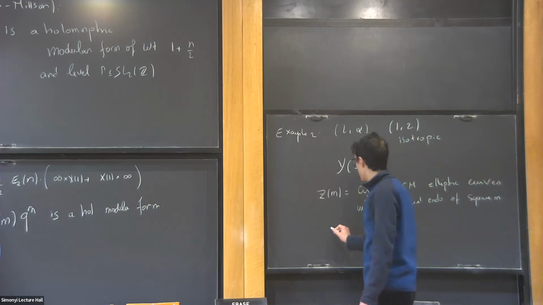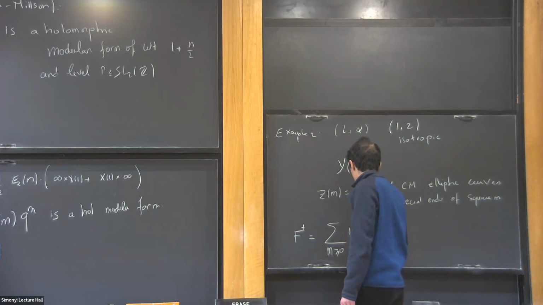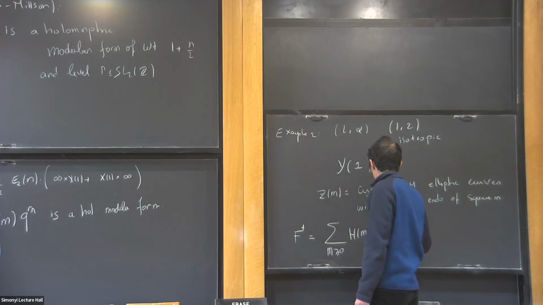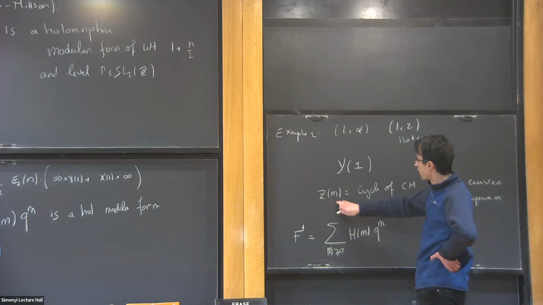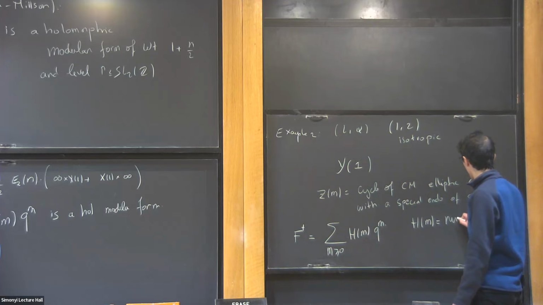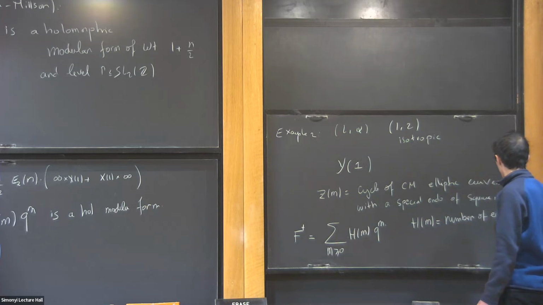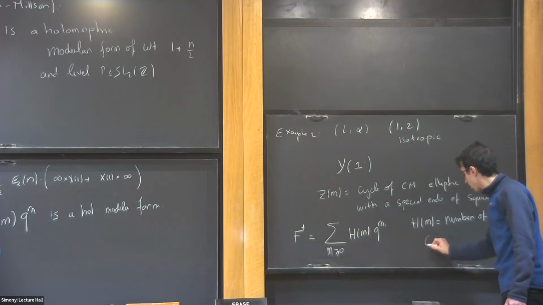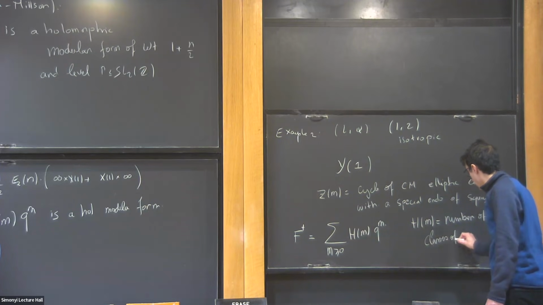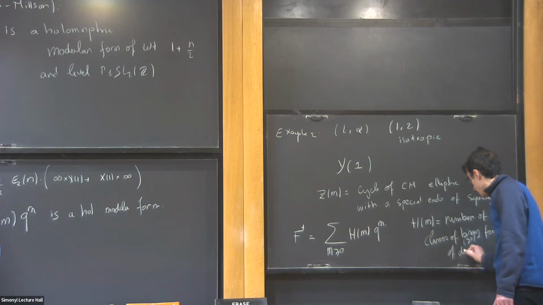So if you do this generating series, you recover a generating series that's been considered by Zagier, the sum over all n at least 0 of H(n) q to the n, at least if you compute the degrees of this 0 cycle, where this H(n) is just the number of equivalence classes of binary forms, so positive definite binary forms of discriminant minus n.